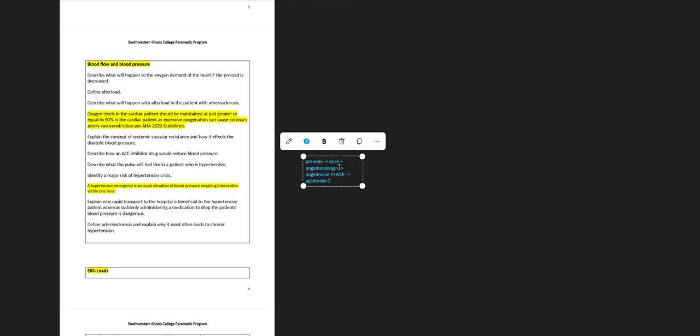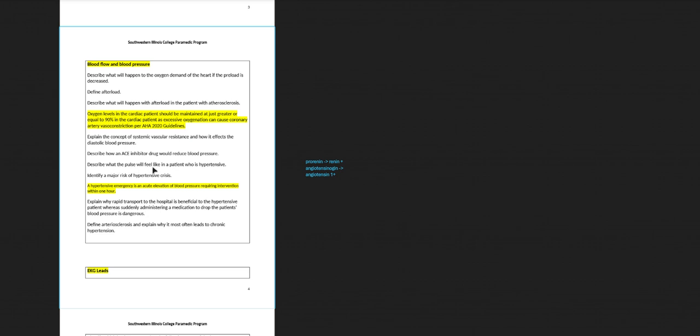And we know that water follows salt, so increased preload, basically. An ACE inhibitor deletes this ACE, which stops angiotensin 1 from turning into angiotensin 2. So we stop this cycle here, and we're just left with angiotensin 1. And angiotensin 1 is not really a vasoactive substance. So that's how it works. Okay.